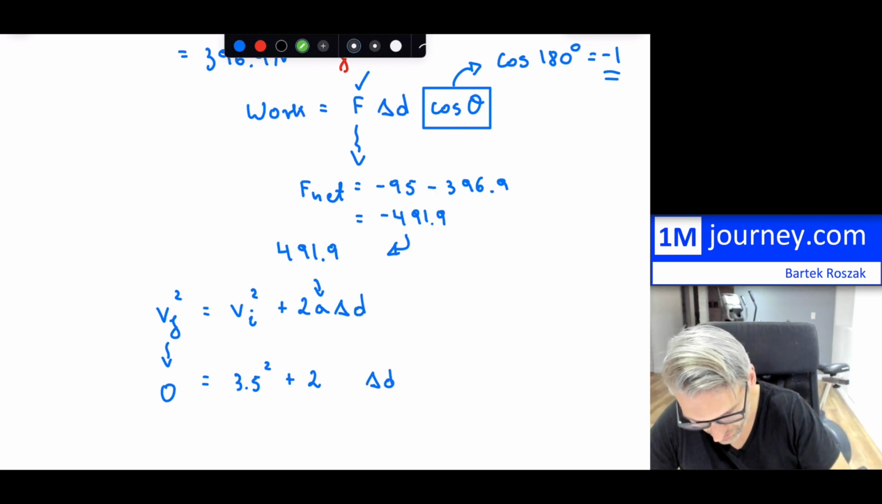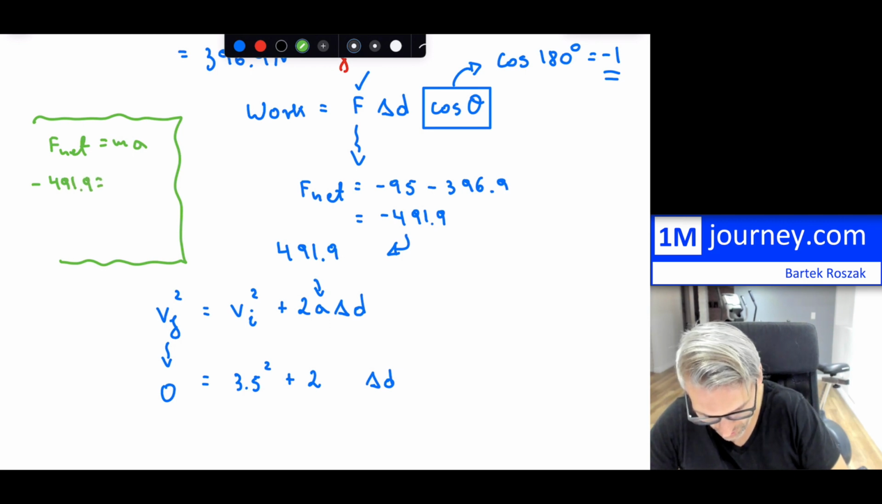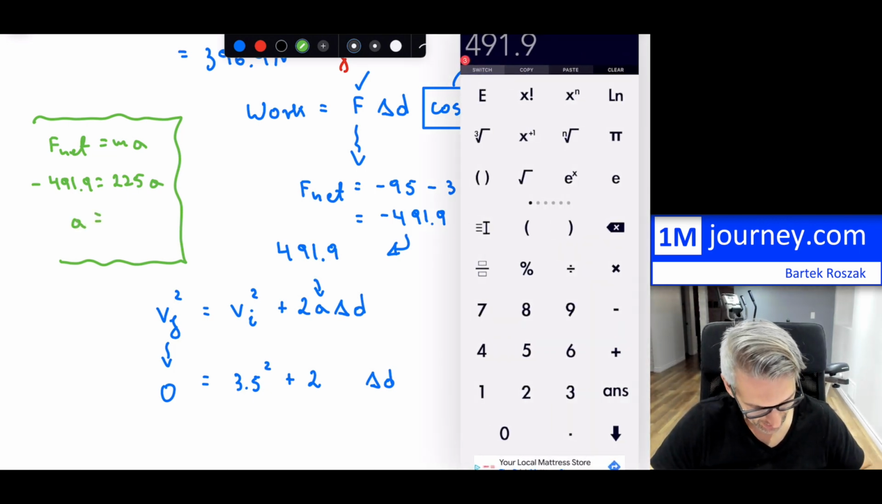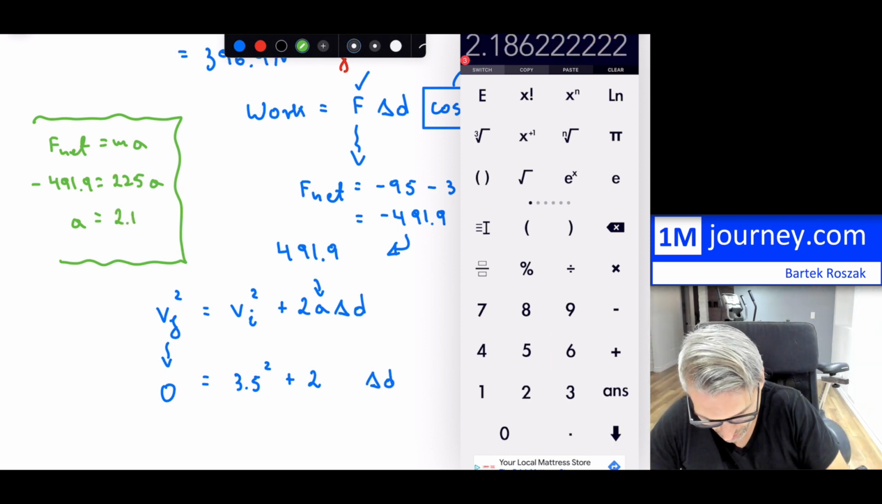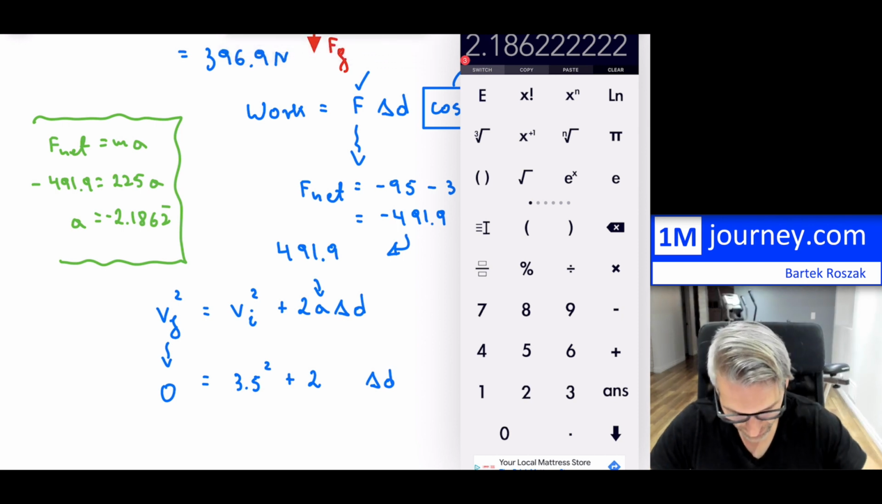So I'm just going to do this aside here. If we know what the actual net force is, F net is equal to mass times acceleration. So negative 491.9 is equal to, my mass was 225. So I can find out what the acceleration is by doing the division, that divided by 225. This is going to be negative 2.186 and a bunch of 2's, negative because of that negative symbol. So that's what I would have over there.